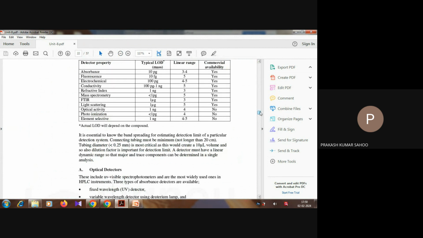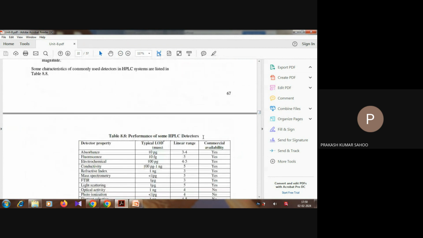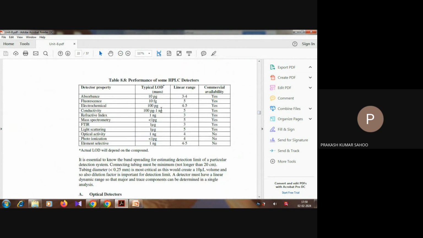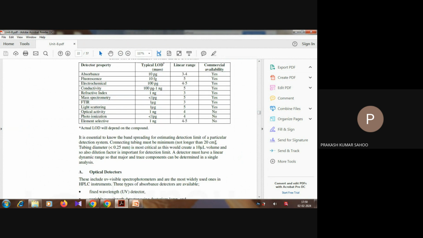Then we have the performance of some HPLC detectors. The detector property, a typical LOD in mass, the linear range and commercial availability data are given here.